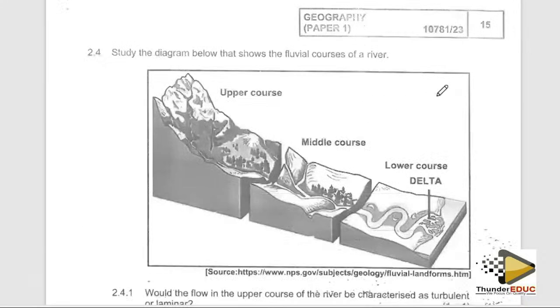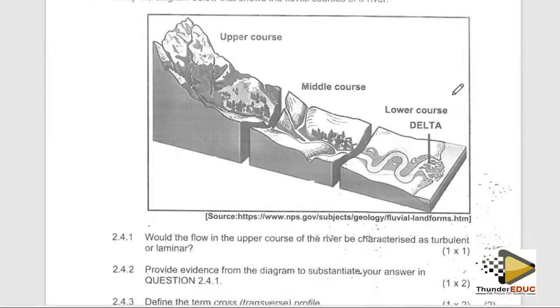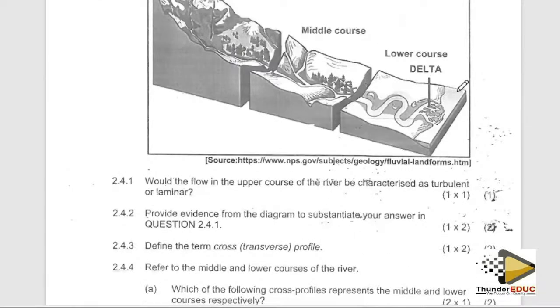Proceed to question 2.4, which says study the diagram below that shows the fluvial courses of a river: upper course, middle course, and lower course. Right. 2.4.1 says, would the flow in the upper course of the river be characterized as turbulent or laminar? And we know this would be turbulent.